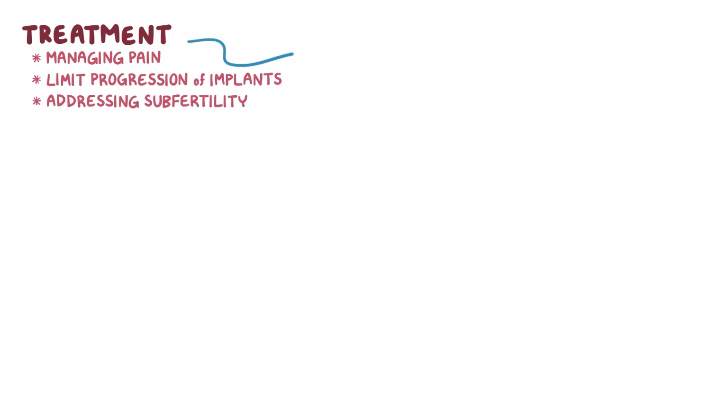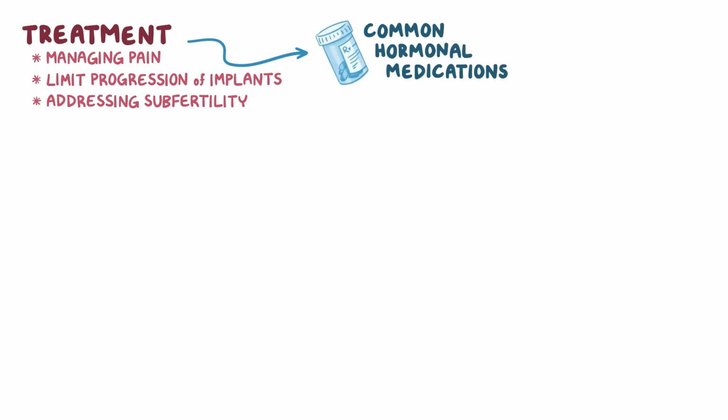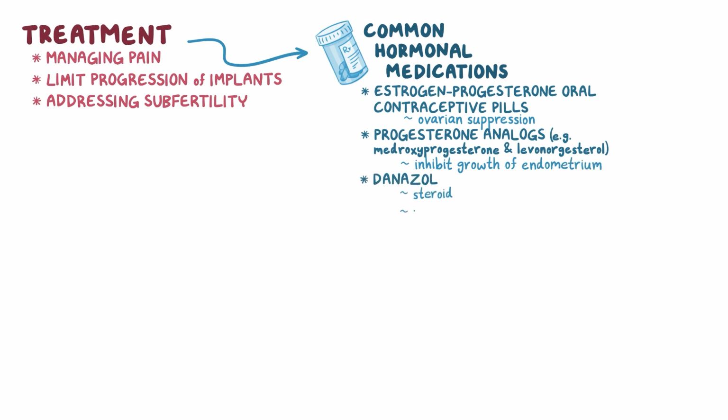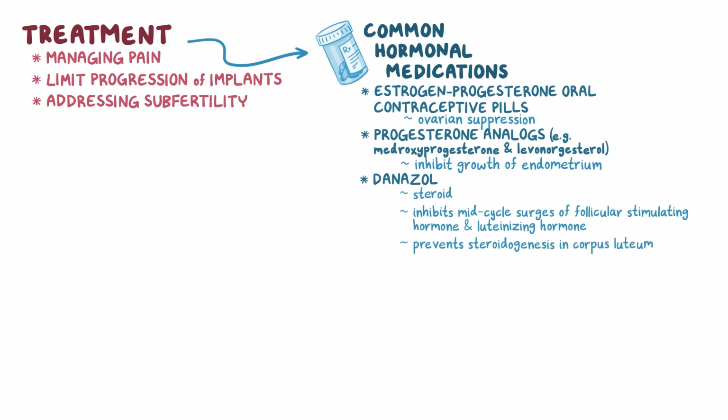Treatment is focused on managing pain, trying to limit the progression of the implants, and addressing the associated subfertility. Common hormonal medications that are used to treat pain include combined estrogen-progesterone oral contraceptive pills, which relieve pain through ovarian suppression, progesterone analogs like medroxyprogesterone and levonorgestrel, which inhibit growth of the endometrium, danazol, which is a steroid that inhibits mid-cycle surges of follicle-stimulating hormone and luteinizing hormone, and prevents steroidogenesis in the corpus luteum, and gonadotropin-releasing hormone modulators, which cause a decrease in estrogen levels.